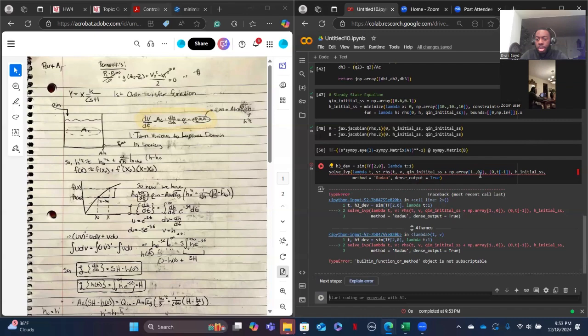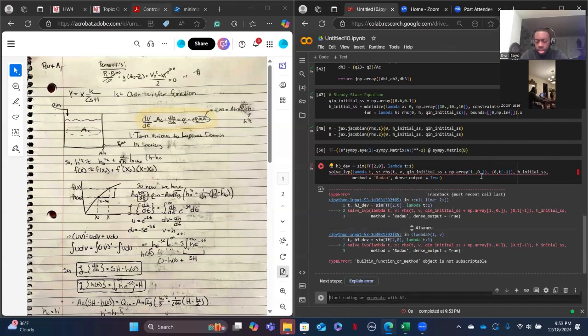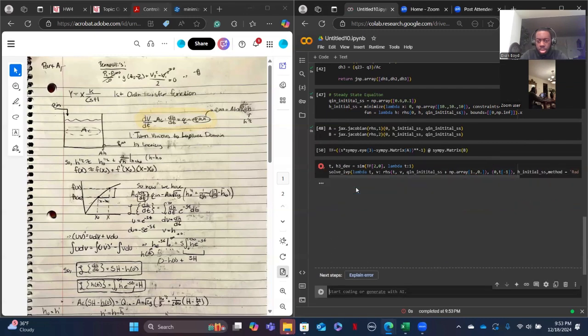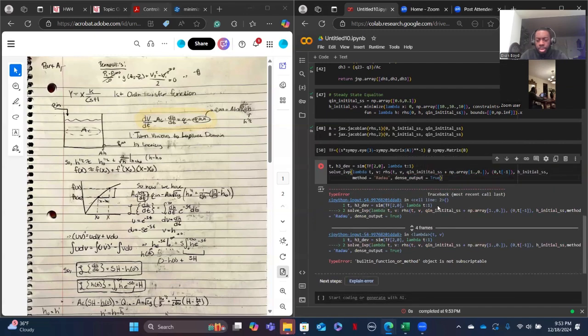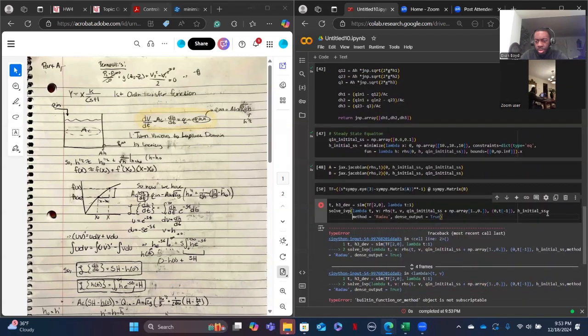Okay. Built-in function or method object is not subscriptable. That's what I thought. I said that shouldn't be a problem. What's the problem? I've never seen this pop up, so I'm kind of confused what to do. I'll be right back. I'm gonna see what the problem is.